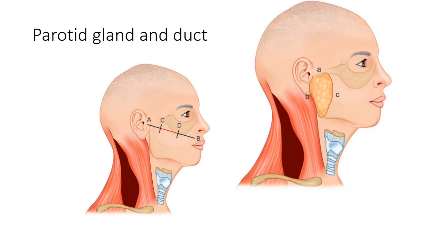Then the anterior border of the sternocleidomastoid, so this is the sternocleidomastoid. Then the anterior border spans over the masseter muscle for a variable distance. So this is the landmark of the parotid gland. Then we have the parotid duct.